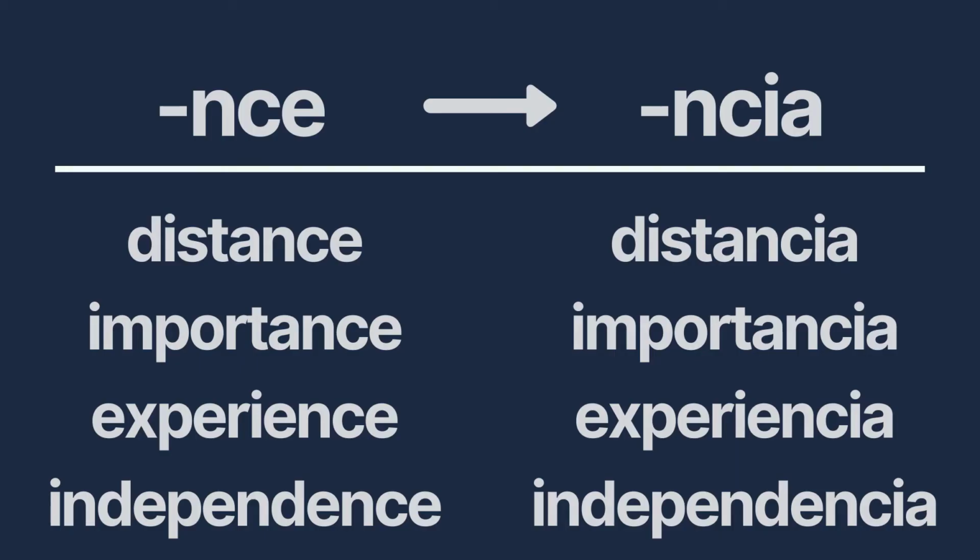The fifth group, words that in English end NCE, in Spanish end NCIA. Now this could be with an A or an E, so it could be ansia or encia. Here's four examples. Distance, distancia. Importance, importancia. Experience, experiencia. Independence, independencia.